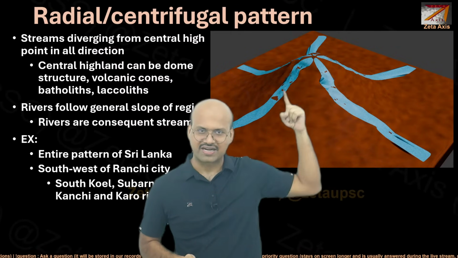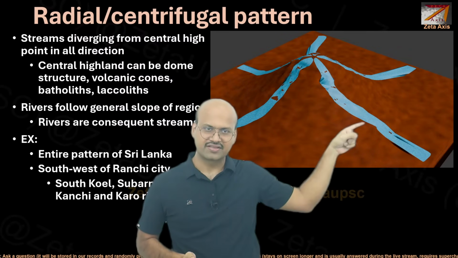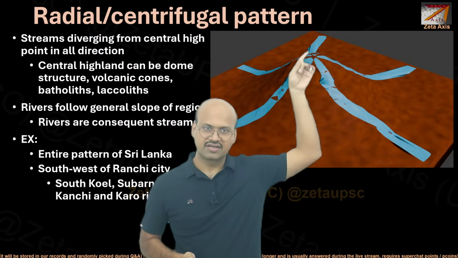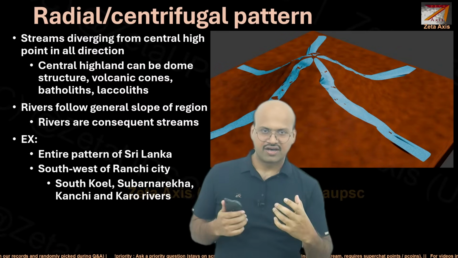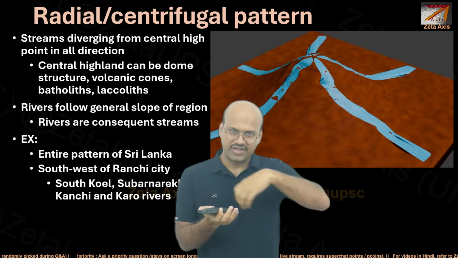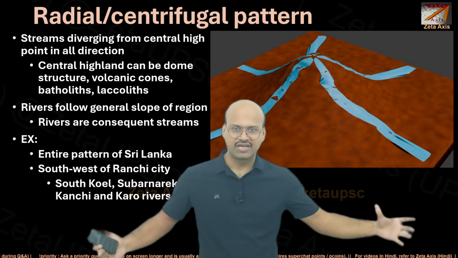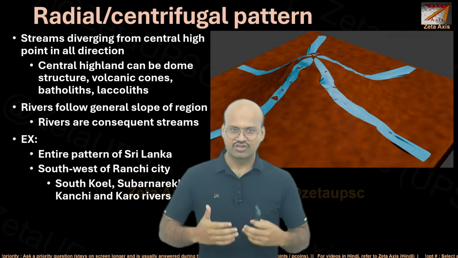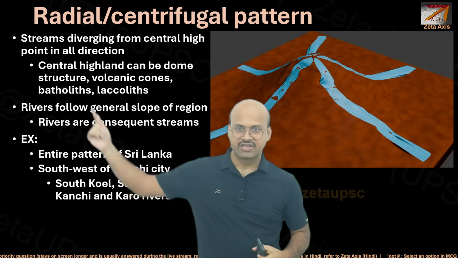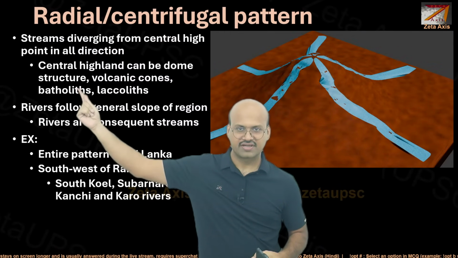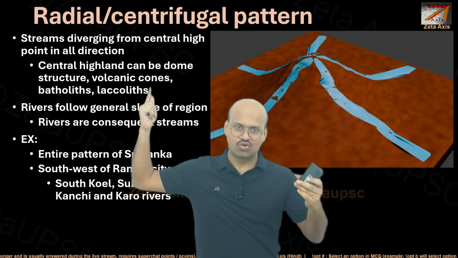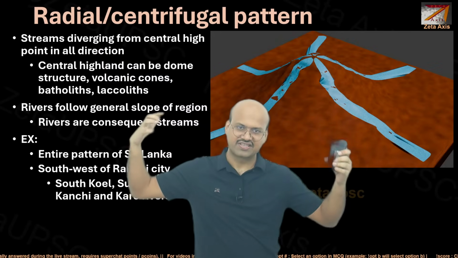One river stream starts like this, another stream starts like this, then there are others. So these are the streams which start from a very close by place and then flow in different directions following the slope of that region. So central highland can be a dome structure, or a volcanic cone. A volcanic cone, if it is very big, then several streams can develop.